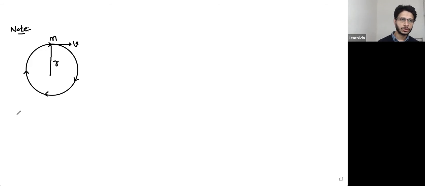So if the body is moving on the circular track, then the direction of velocity is continuously changing. And Newton's first law says that a body cannot change its direction of velocity by itself. It needs an external force to change its velocity. So to change this velocity, you need an external force. So this centripetal force is the requirement.